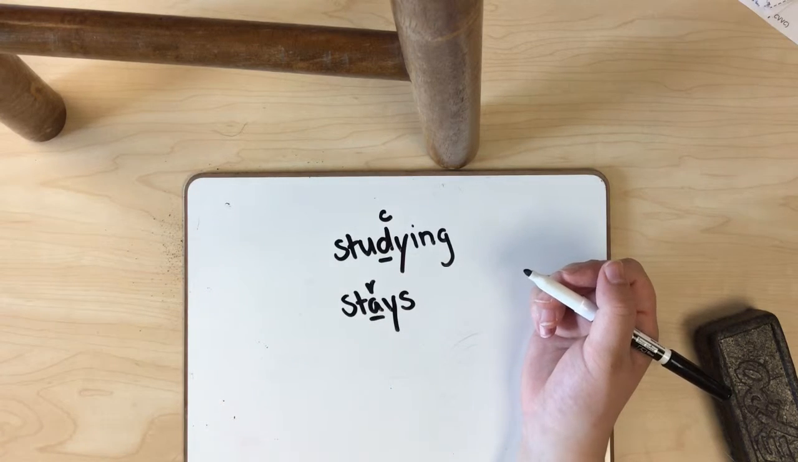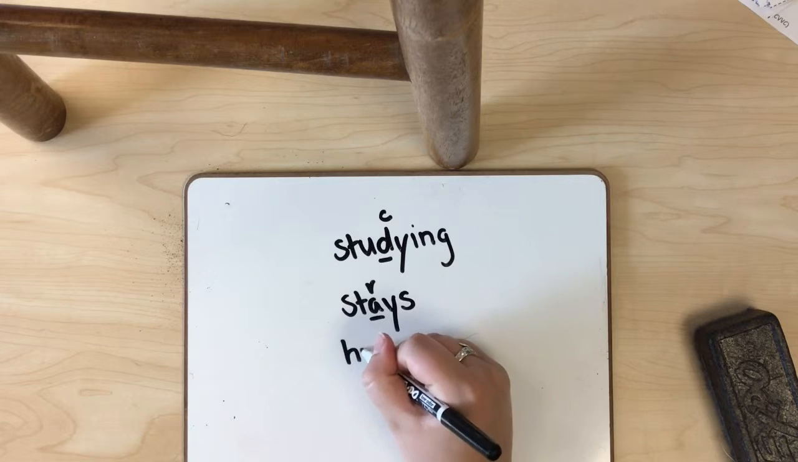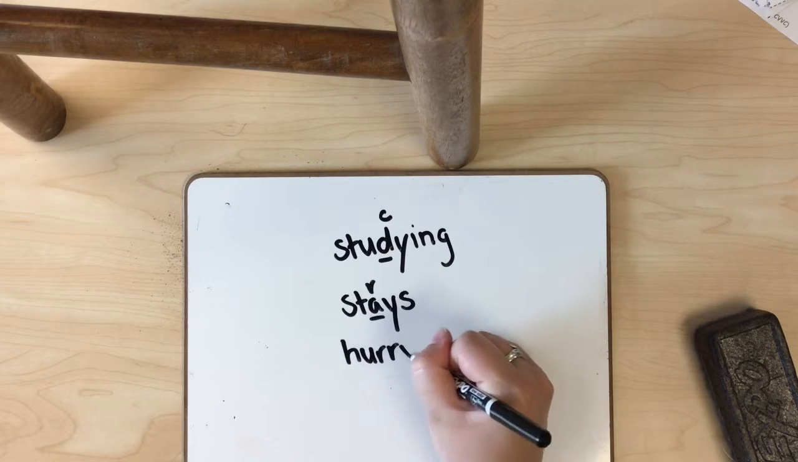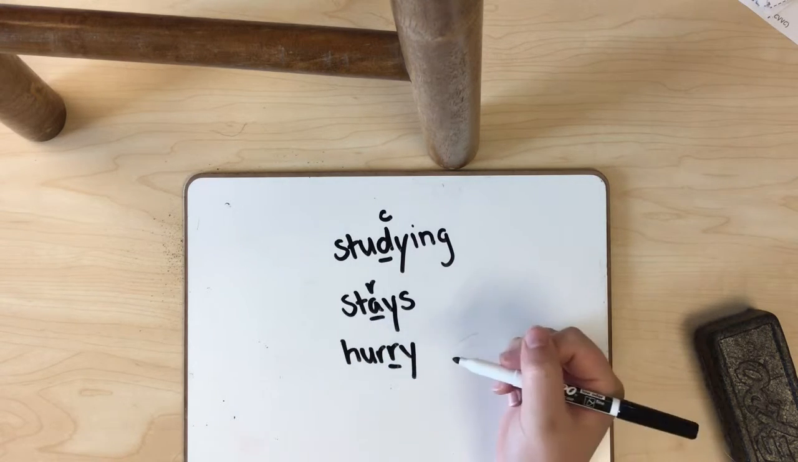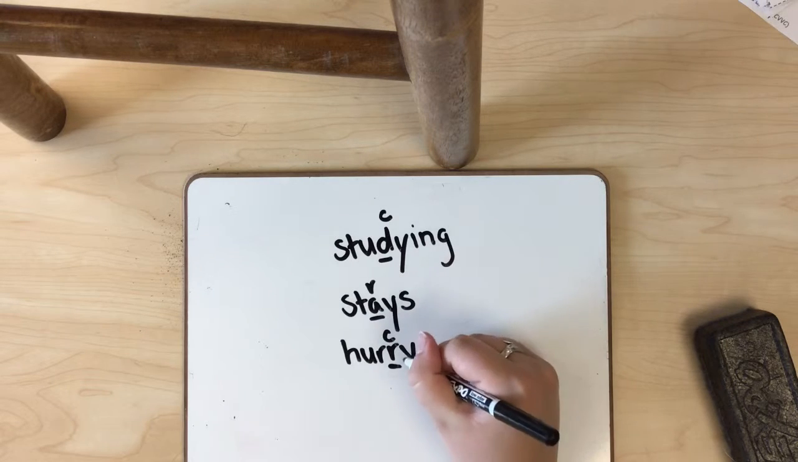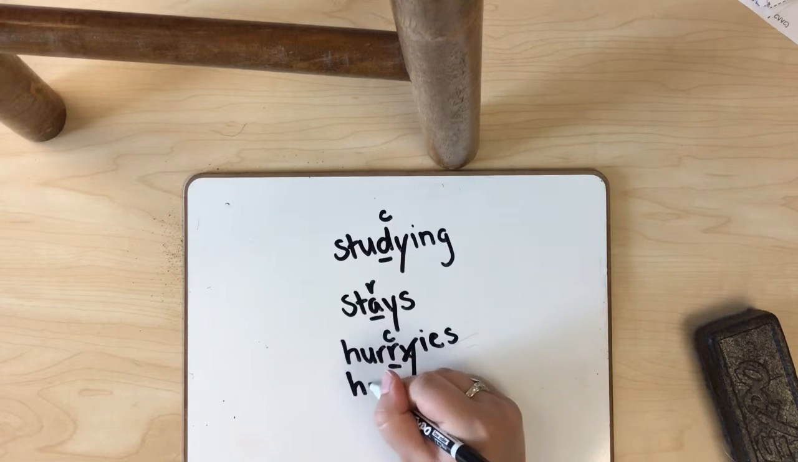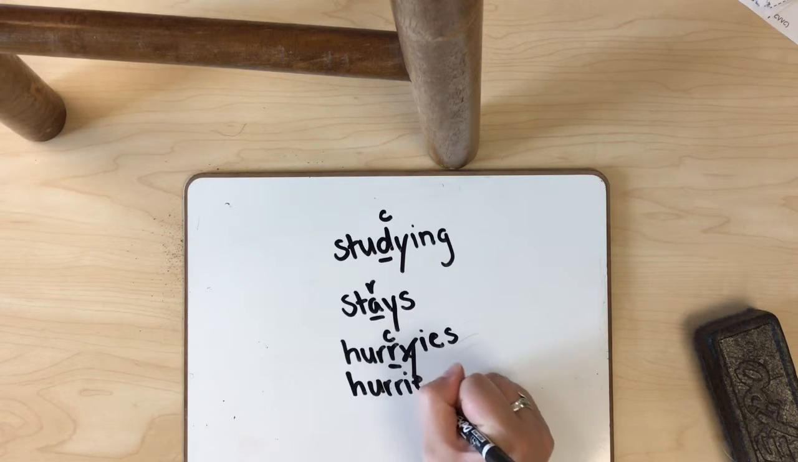My next word is hurries. So I'm going to spell hurry. I look at the letter before the Y. R is a consonant, so that means I have to change this to an I, make it ES. So my new word is hurries.